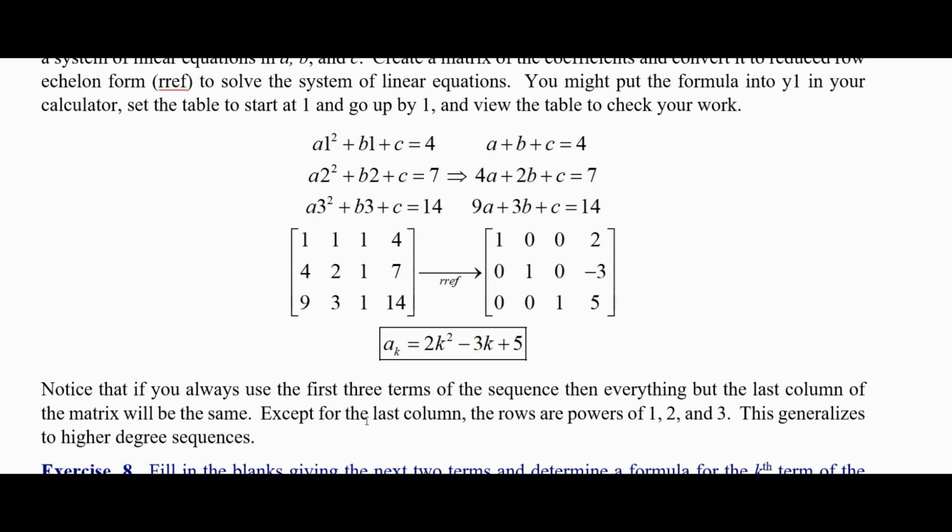So if you always use the first terms, the first rows are powers of 1, 2, and 3. And the next row will be powers of 4 and 5 and 6 and so forth if we have more of them.